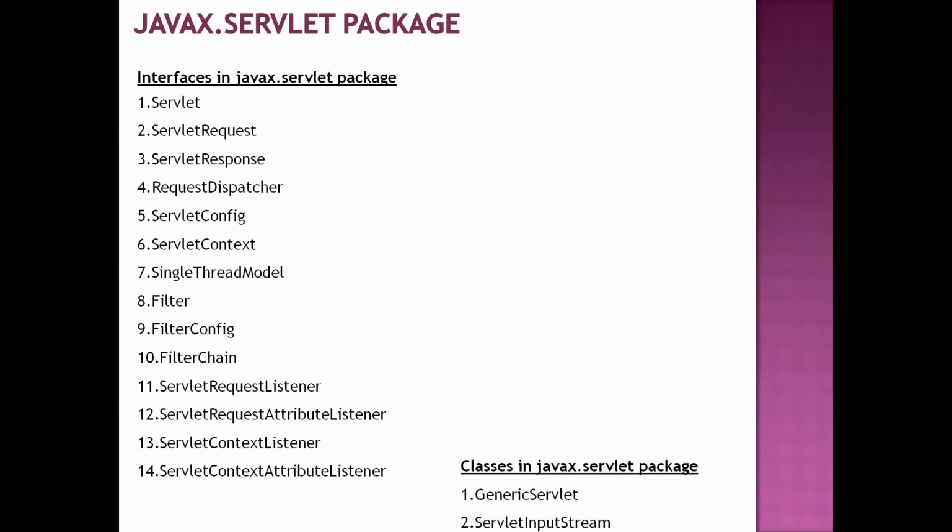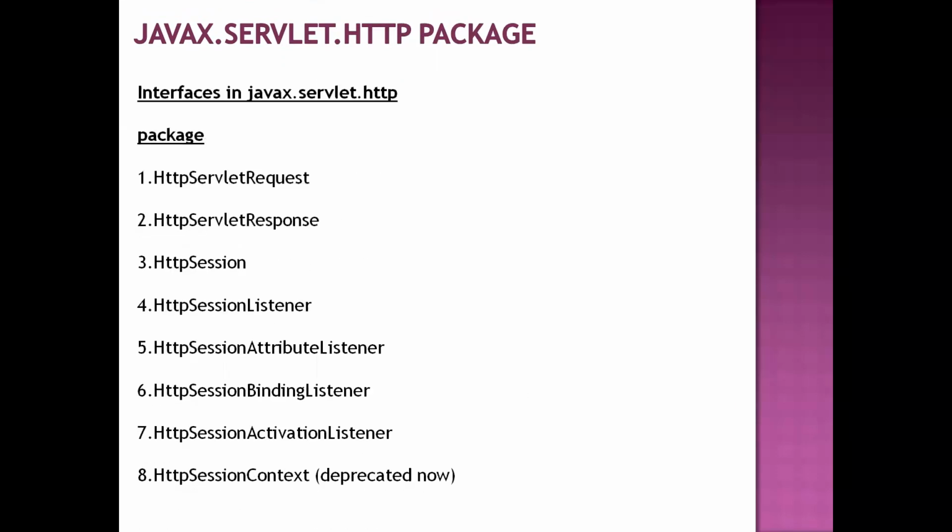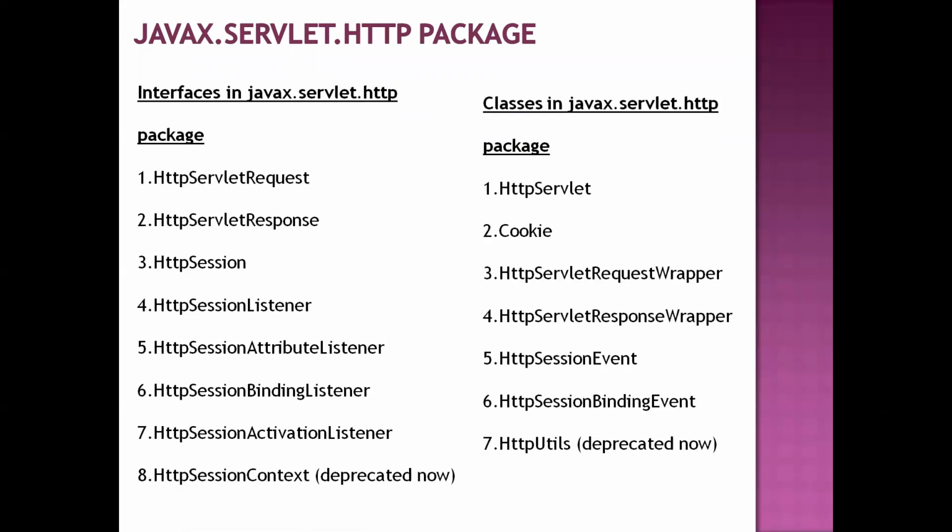Let us see the classes available in this servlet package. 11 classes. Out of 11, 9 classes are related to the servlet and 2 are exception classes. Okay, so let us see the interfaces and classes available in the HTTP package. Here we have 8 interfaces and 7 classes. So the 7th one, HttpUtils, was recently added to this package.